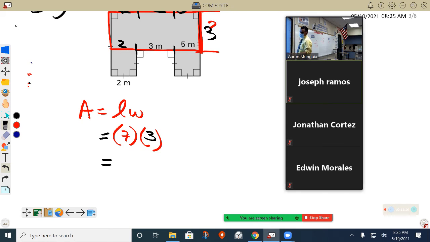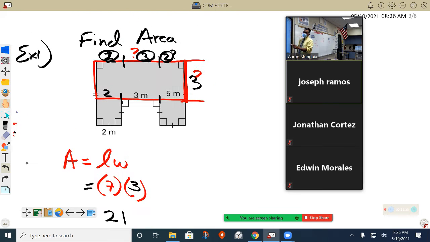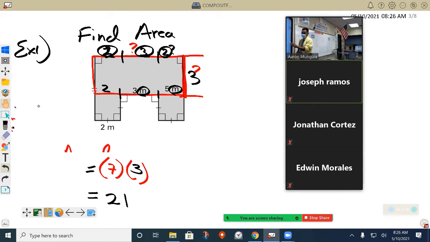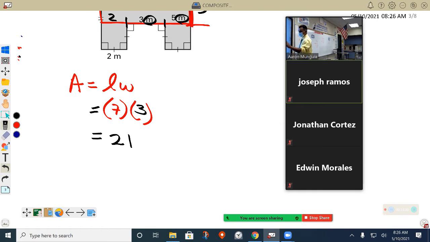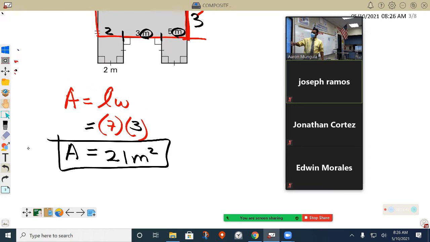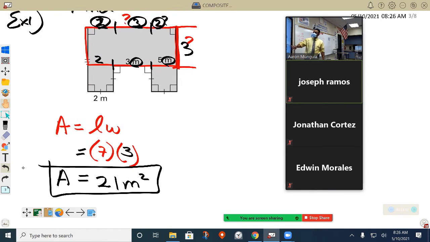The area then is going to be 21. Watch this now. 21 chickens, horses, or termites. Well, meters, right? And they're going to be square meters inside. So 21 square meters is my area. Nice. Okay, so far so good.